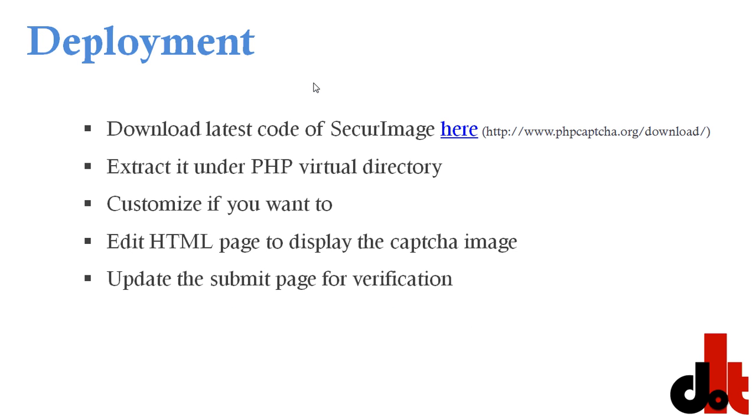Let's look at deployment, 5 steps. Download the latest code from phpcaptcha.org/download, extract it under your PHP virtual directory, and customize if you want to; otherwise it just works without any hitch. You need to edit the front HTML form page to display the Captcha image. And then you have to update the submit page for the verification, where the verification code goes.